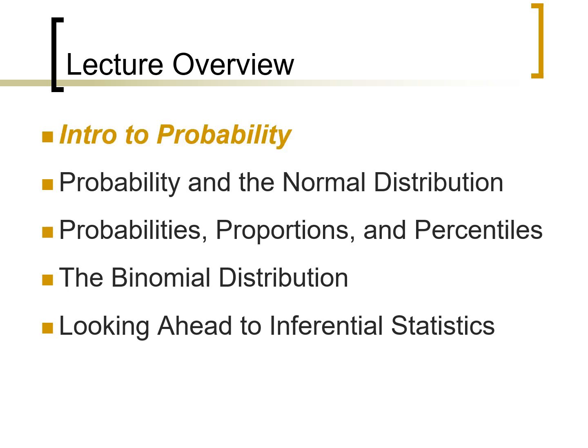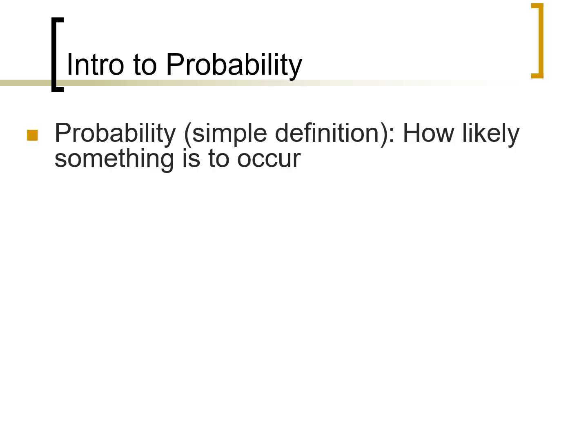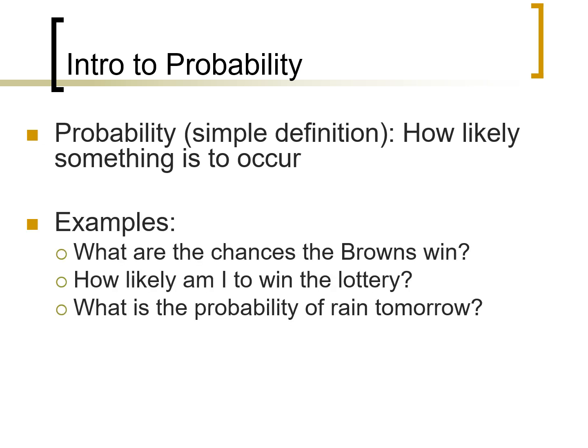So first of all, let's talk about our intro to probability. Our simple definition is, how likely is it that something is going to occur, an event, an outcome? So for example, what are the chances the Browns win? How likely am I to win the lottery?